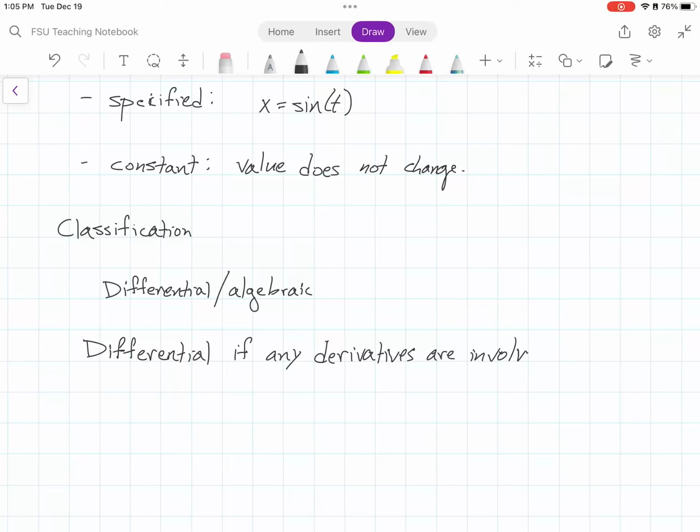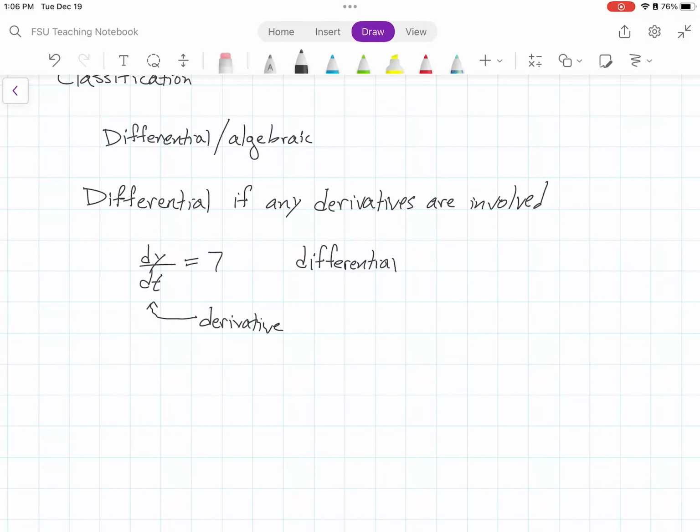For example, we have the equation dy/dt equals 7. That's an equation, and because we have the derivative right there, this equation is differential. Any equation that does not involve a derivative, we're going to call an algebraic equation. So the example is 3y equals 7 is algebraic.